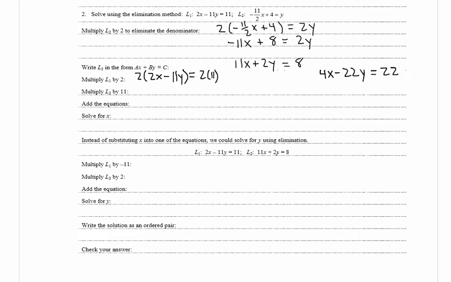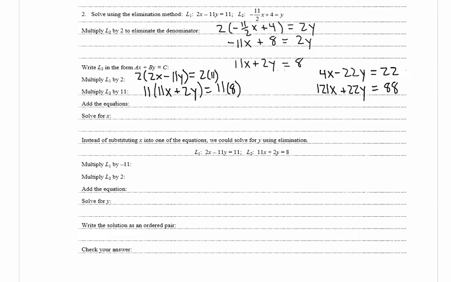equal to 22. And now they want us to multiply L2 by 11, so we have 11 times 11x plus 2y is equal to 11 times 8. So when we multiply 11 through the parentheses, we get 121x plus 22y is equal to 88.